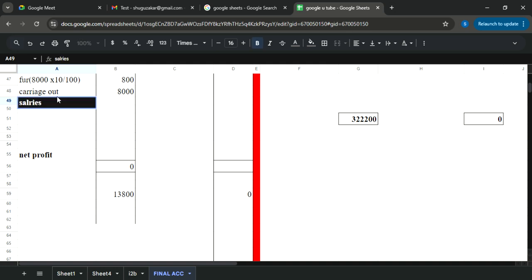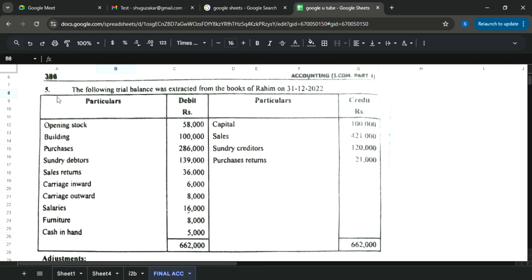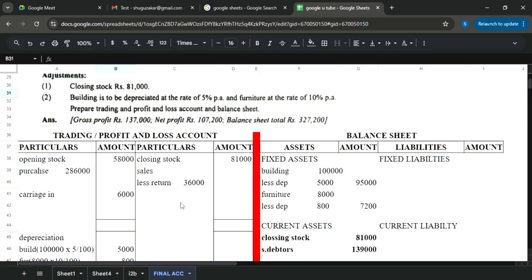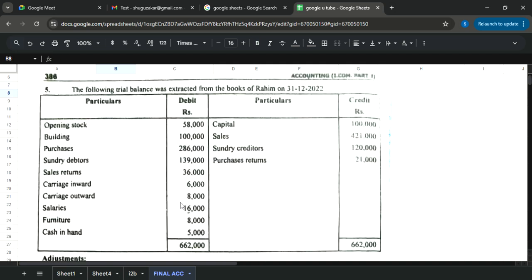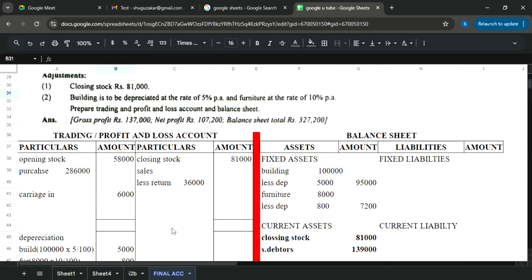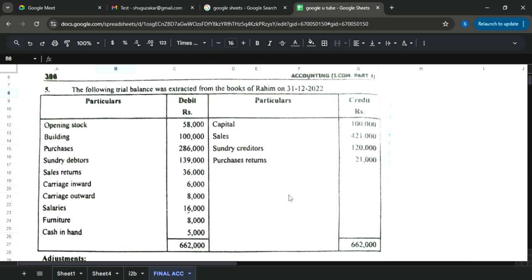So you will write salaries. Amount of salary is 16,000. Just put 16,000 over here. After salaries, we have furniture, which I think we have already written. Look at here, furniture was part of adjustment, which has already been written.